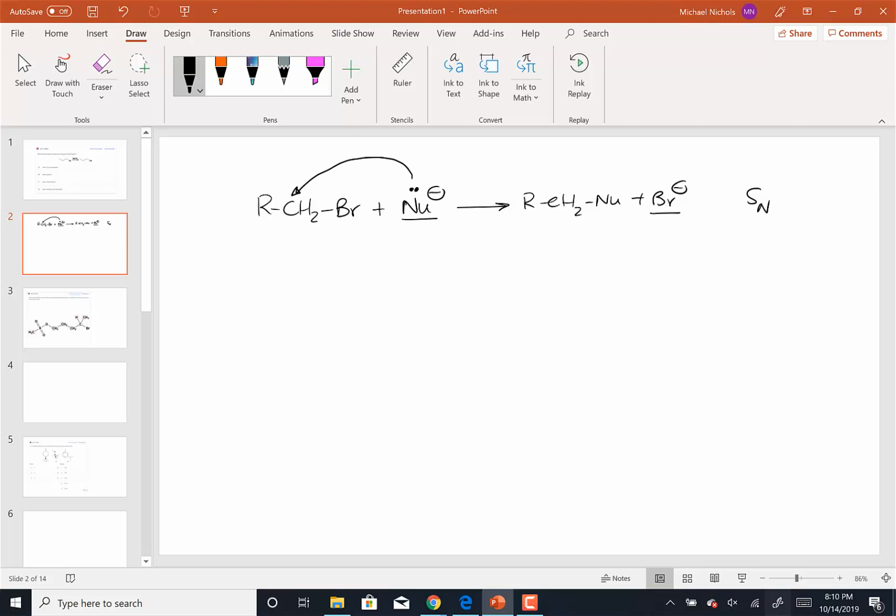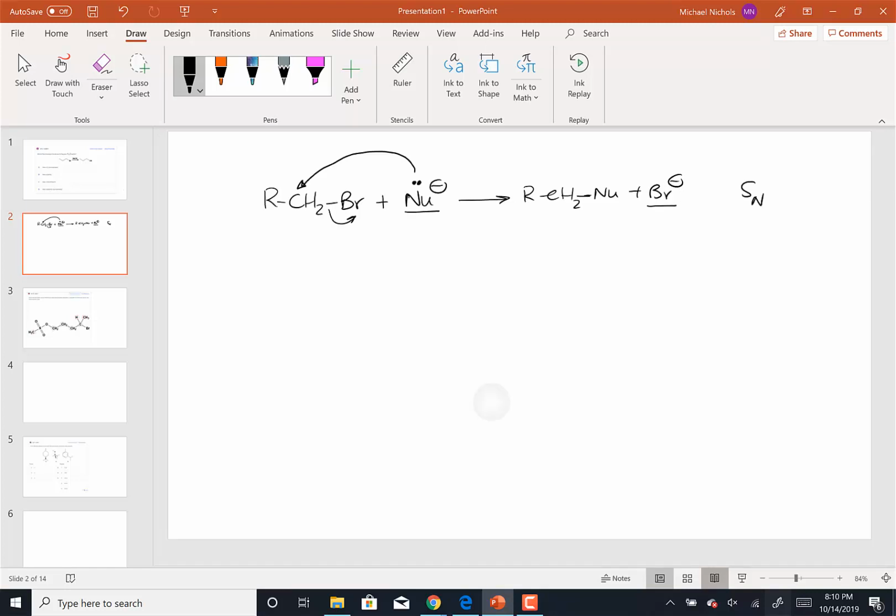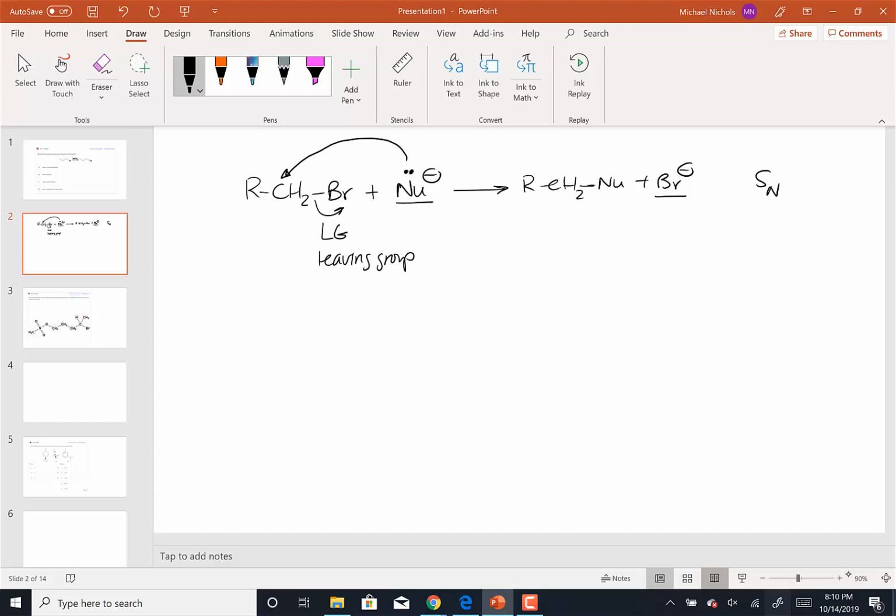If it stops there, you have 5 bonds to a carbon, so at the same time you're forming that bond, the pair of electrons in the carbon-bromine bond needs to go to bromine. And so that's how you end up forming this carbon-nucleophile bond and a Br minus. And the Br minus, since it's leaving, is sometimes called the leaving group. So the halogen that is leaving is called the leaving group.